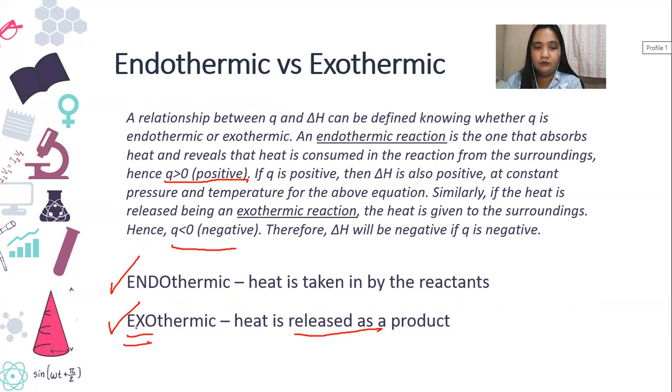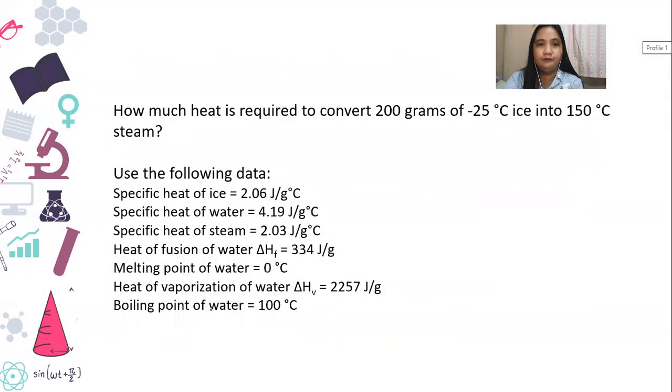I hope you don't interchange the two. Endothermic, Q is positive. For exothermic, Q is negative. It doesn't mean Q is negative, it's below zero. It's just, it's cooling down, okay? Okay, I hope that's clear. So now let's go to the example.